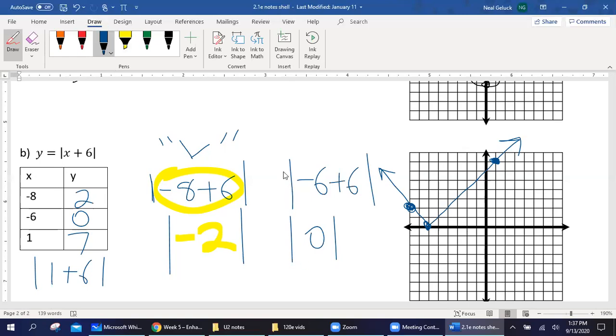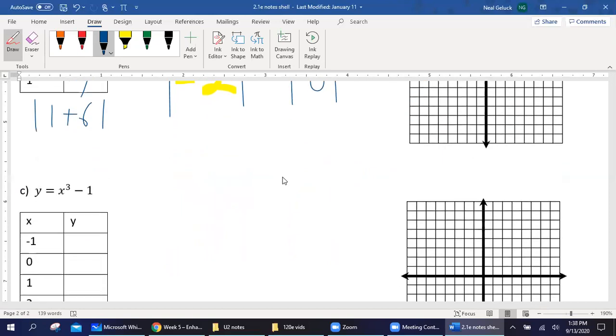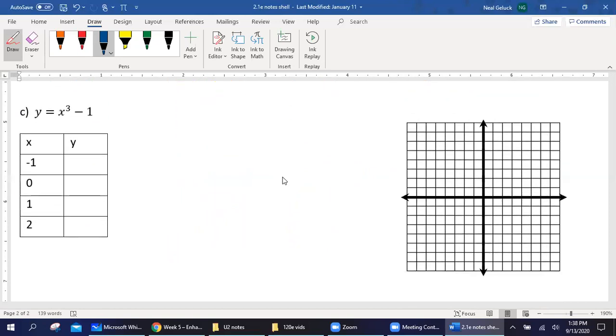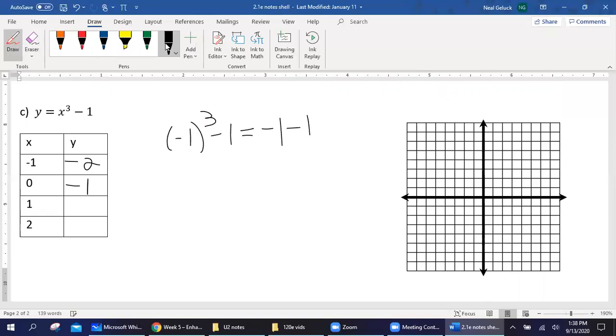For the last one, we have a cubic. Again, I'm just plugging in the points. So -1 cubed minus 1. Careful, -1 times -1 times another -1 would still be -1. I have -1 minus 1, -2. If I plug in 0, 0 cubed minus 1 is just -1. If I plug in 1, 1 cubed minus 1 is 0.